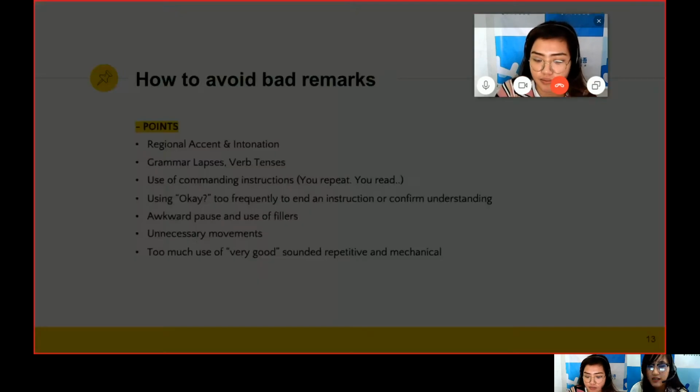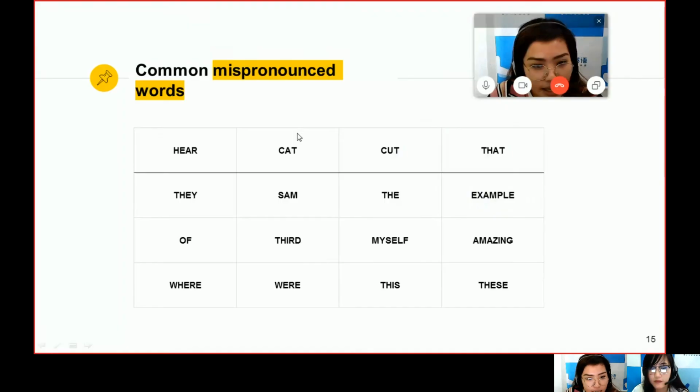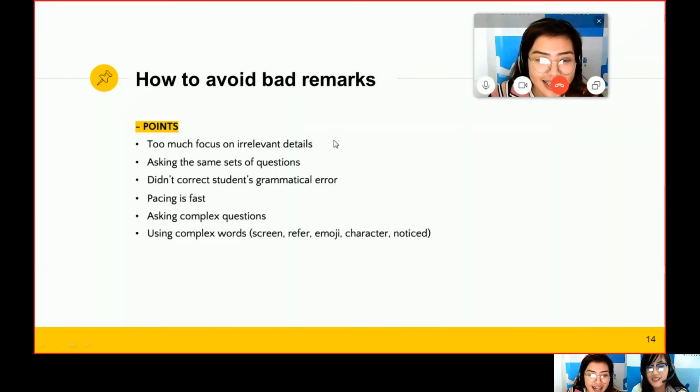And how to avoid bad remarks? Please read all the points. Too much focus on irrelevant details. Asking the same sets of questions. Didn't correct students' grammatical errors. Pacing is fast. Asking complex questions. Using complex words: screen, refer, emoji, character, notice.